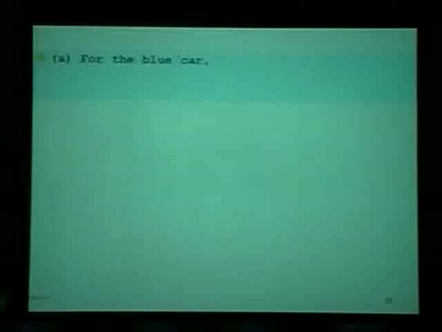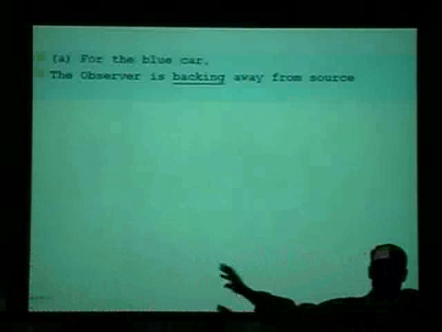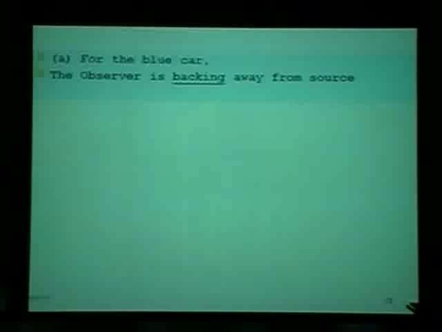So for the blue car, as we said, the observer in the blue car is backing away from the source. It is the intent of the blue car to get away. Somewhere over there is the fire engine, and I'm backing away, even though the fire engine is closing on me. All right? So even though essentially we're getting closer, it's my intent to get away. I'm backing away.